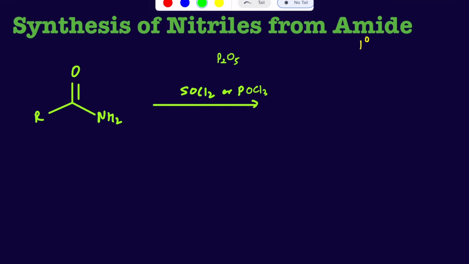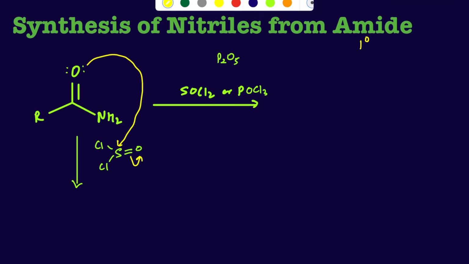In terms of a mechanism, a lot of the time you don't necessarily have to know the mechanism for this, but if you want to focus on how exactly that works out, I'll take SOCl2 as an example. The first thing I want to do is use this oxygen to attack the sulfur of the SOCl2.